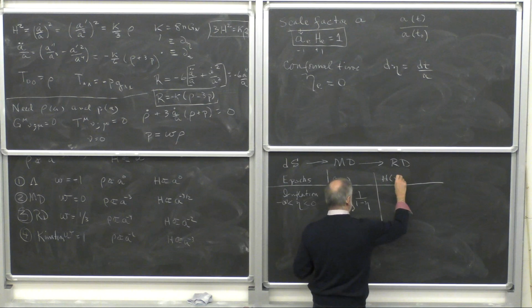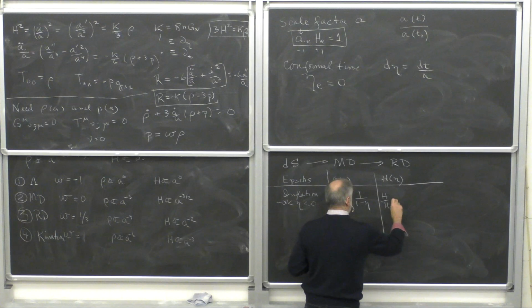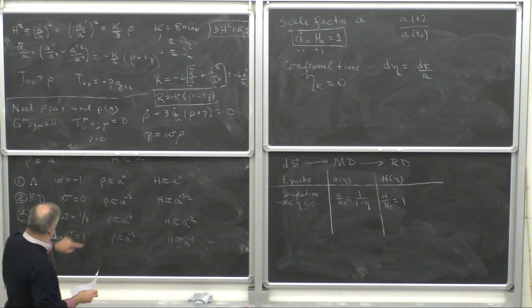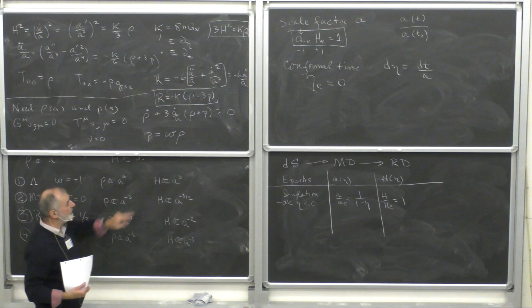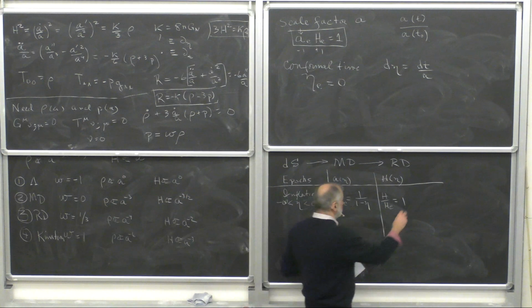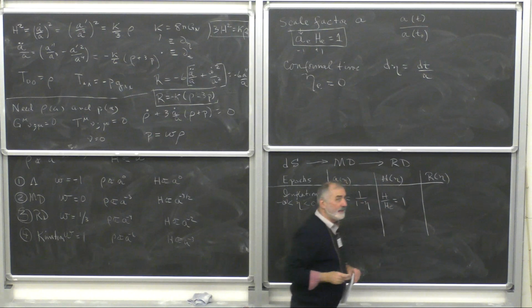H of eta is equal to a constant because for a lambda dominated universe, for de Sitter, H is a constant. The other thing that we will need is the Ricci scalar.